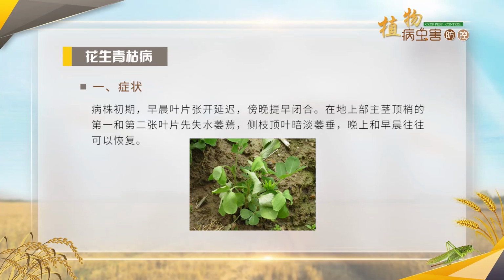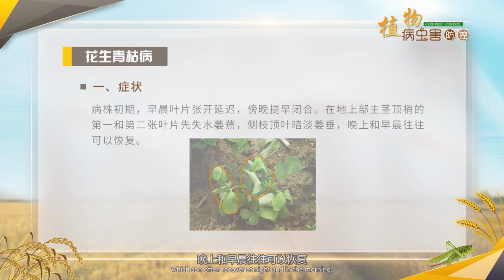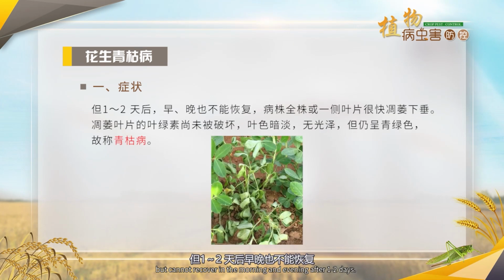In the early stage of the disease, leaves are delayed to open in the morning and closed early in the evening. The first and second leaves on the top of the main stem in the above-ground part lose water and wilt first, and the top leaves of the lateral branches are dull and droopy, which can often recover at night and in the morning, but cannot recover in the morning and evening after 1 to 2 days. And the leaves of the whole plant or on one side wither and droop quickly. The chlorophyll of the withered leaves has not been destroyed. The leaves are dull and matte but still green, so the disease is called bacterial wilt.